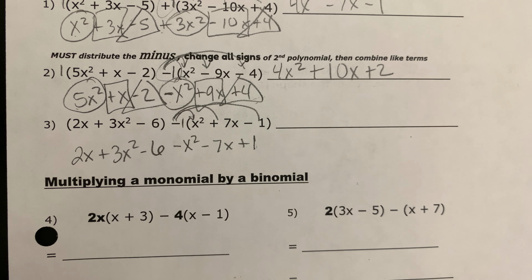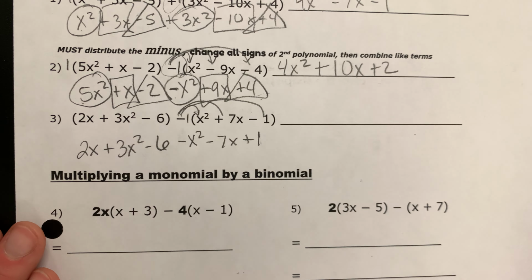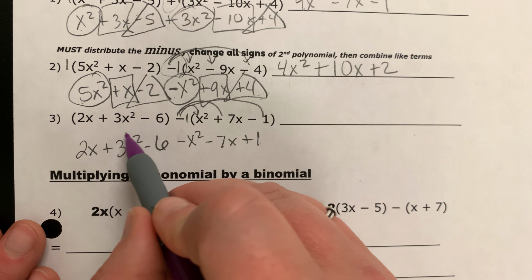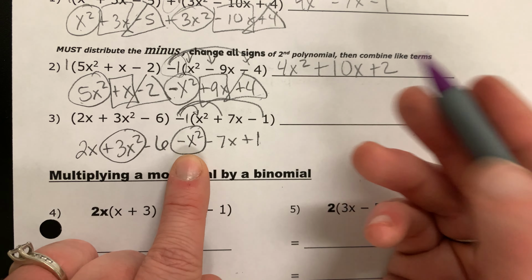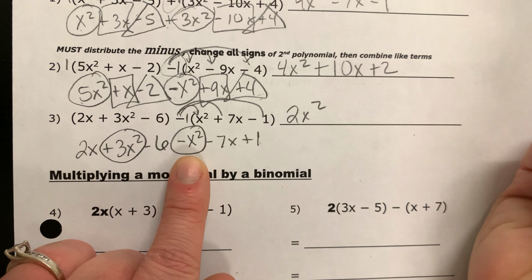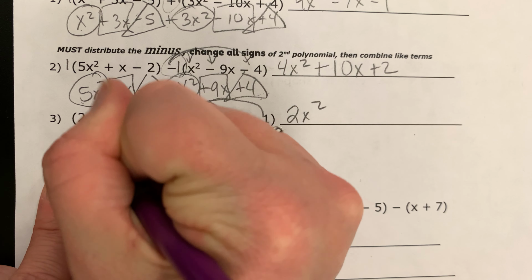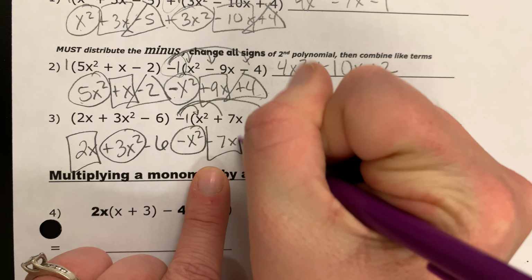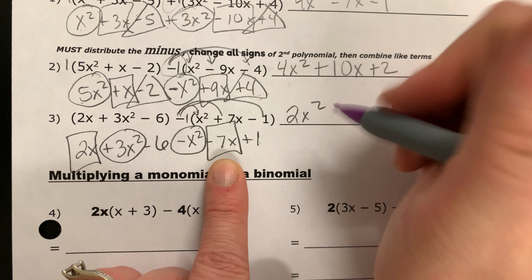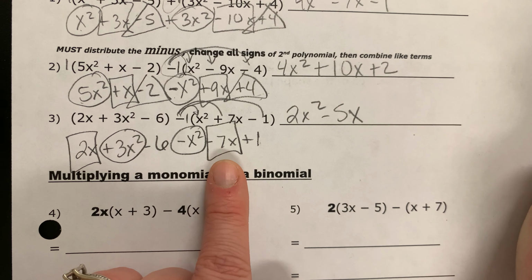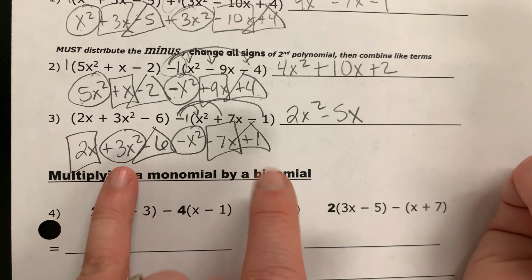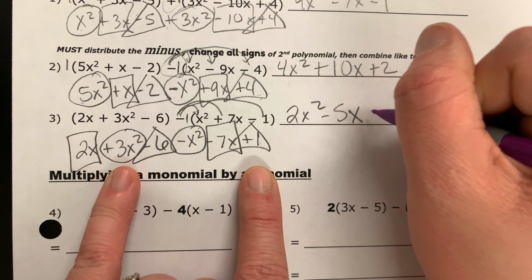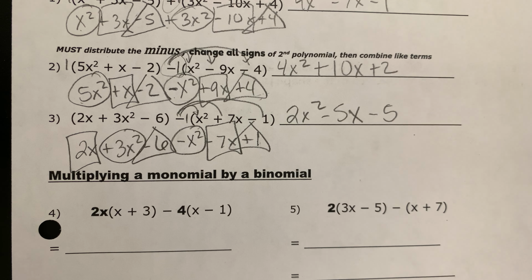And now I'm going to combine what's alike. So I like to find my x squareds first, the biggest exponent. So there's an x squared, there's an x squared. 3 minus 1 is 2x squared. Here's an x, here's an x. 2 minus 7 is negative 5x. And then I have negative 6 and positive 1. Negative 6 plus 1 is minus 5.